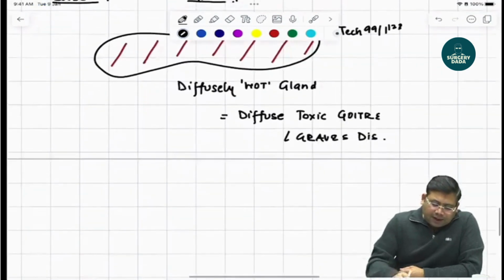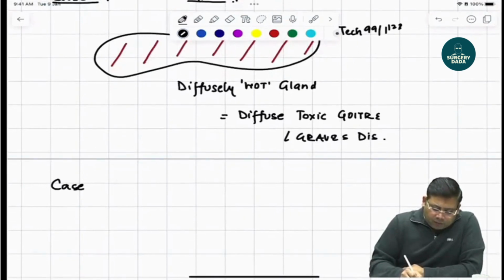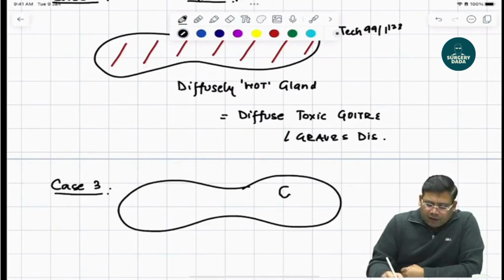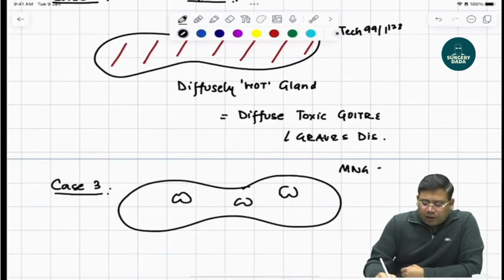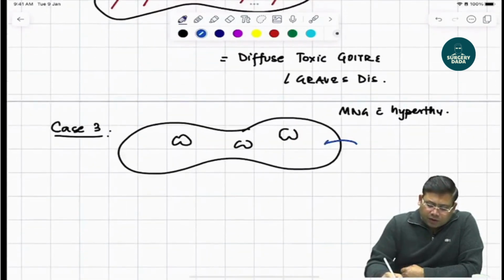The case scenario number 3. So when we talk about case scenario number 3, what is that? So we have a gland with multiple nodules. So multinodular goiter with hyperthyroidism. So if you go for a thyroid scan in this patient, what shall you expect?